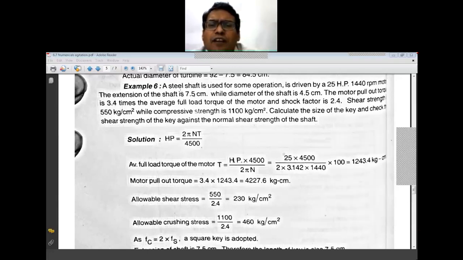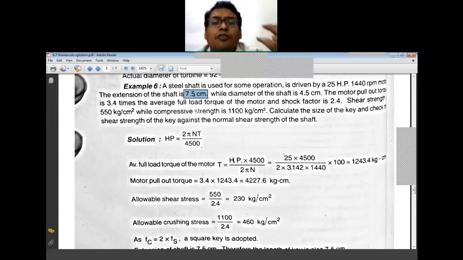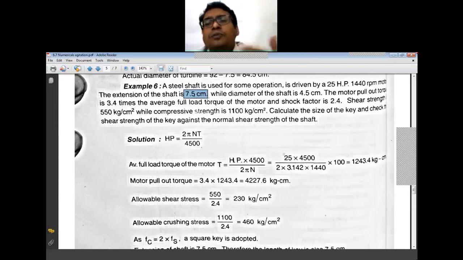Then the extension of the shaft is 7.5 centimeters. The extension of the shaft means the length for the key. In this case, the shaft is extended to 7.5 centimeters so that at the bottom we will be able to fix a key, and to that portion we can fit a hub, which means the blades of the impeller will be fitted suitably. For that purpose the extension of the shaft has been given, and the diameter of the shaft is 4.5 centimeters.